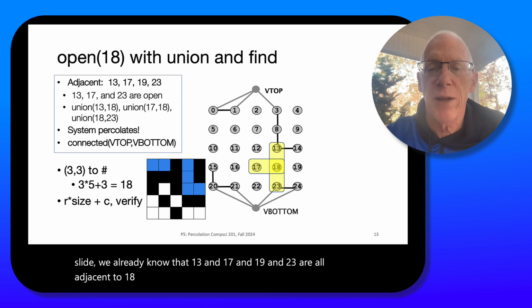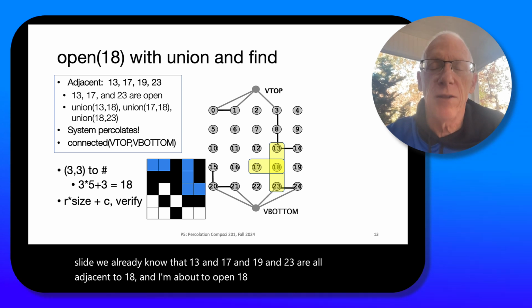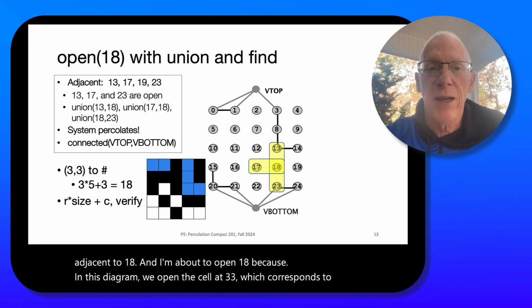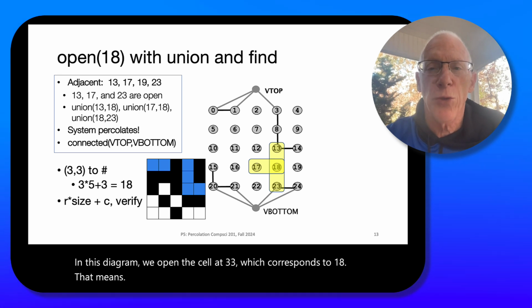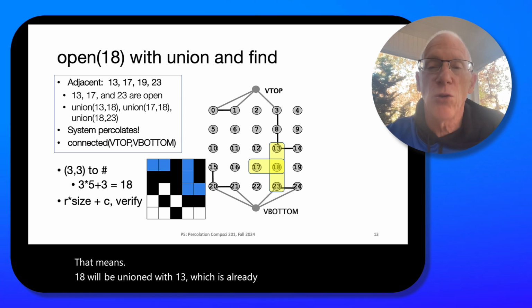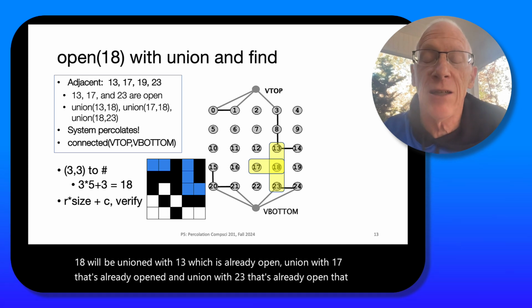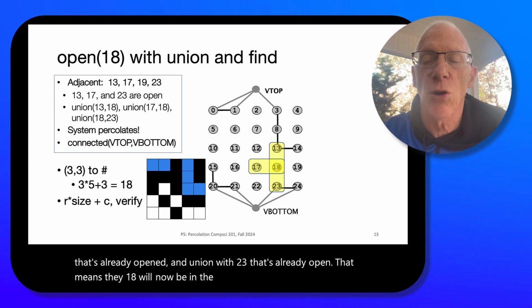And I'm about to open 18 because in this diagram, we opened the cell at 3, 3, which corresponds to 18. That means 18 will be unioned with 13, which is already open, unioned with 17, that's already open, and unioned with 23, that's already open. That means 18 will now be in the same set as those cells.